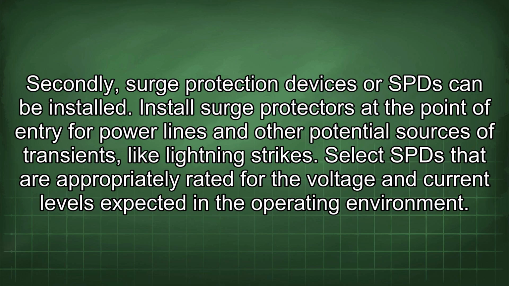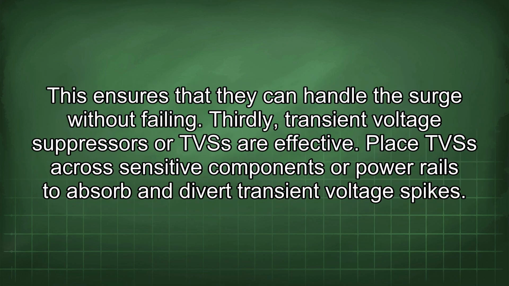Secondly, surge protection devices, or SPD, can be installed. Install surge protectors at the point of entry for power lines and other potential sources of transients, like lightning strikes. Select SPD that are appropriately rated for the voltage and current levels expected in the operating environment. This ensures that they can handle the surge without failing.